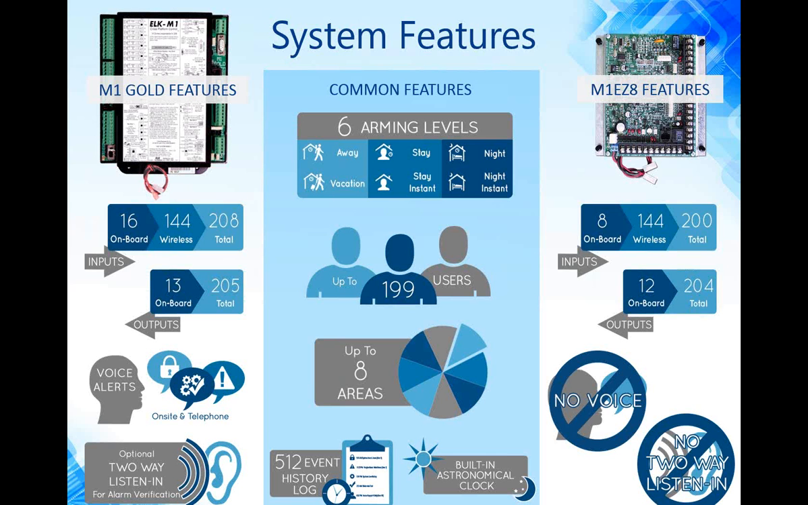With the M1 Gold, you do have the option for two-way listening for alarm verification. That option is not available on the Easy 8. So those are just some key differences there.